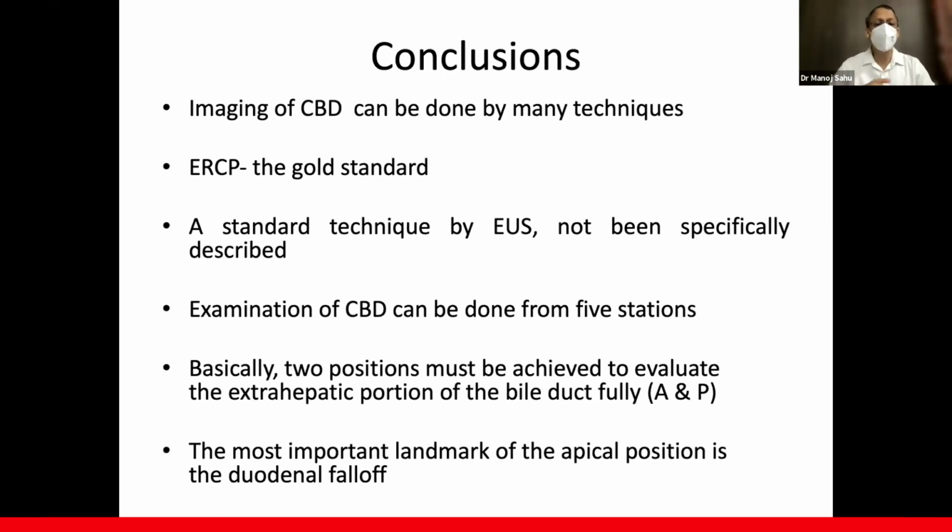But basically, 2 positions are very important. One is the apical position, and one is opposite to the papilla, perpendicular to the papilla. We can see the complete CBD. But the most important landmark for the apical position, when you are imaging from the apex, is to see that your scope is at the apex. For the apical position, the most important landmark is the duodenal fold.